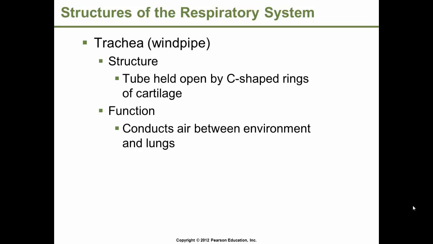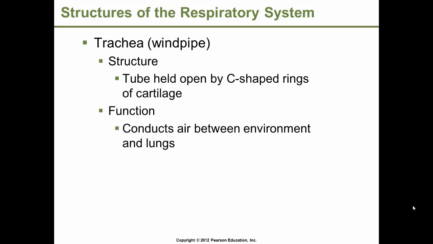The trachea, or windpipe, is held by C-shaped rings of cartilage and functions to conduct air between the environment and the lungs. The open ends of the rings face the side of the trachea next to the esophagus. This placement allows the esophagus to expand and compress the trachea when a large mass of food is swallowed.